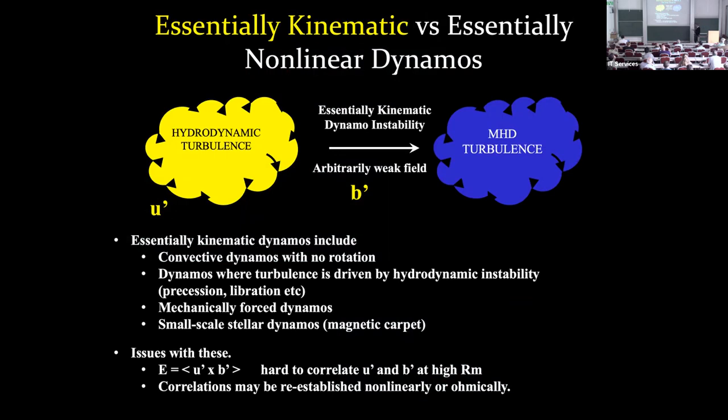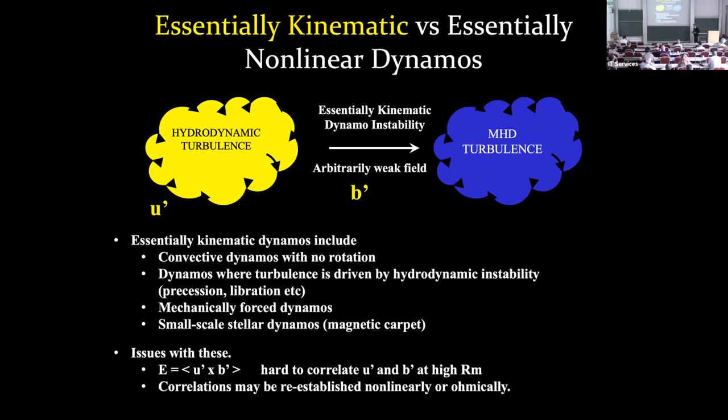So for these types of dynamos, what you conceptually think of is you have some hydrodynamic turbulence, rapidly rotating convection or even moderately rotating convection, and this gives you a U prime, okay? This gives you a turbulent fluctuating velocity, and then that ball of hydrodynamic turbulence goes unstable to a dynamo instability. You get an exponentially growing, or on average exponentially growing, magnetic field B prime from an arbitrarily weak field, and then you saturate in an MHD turbulent state.